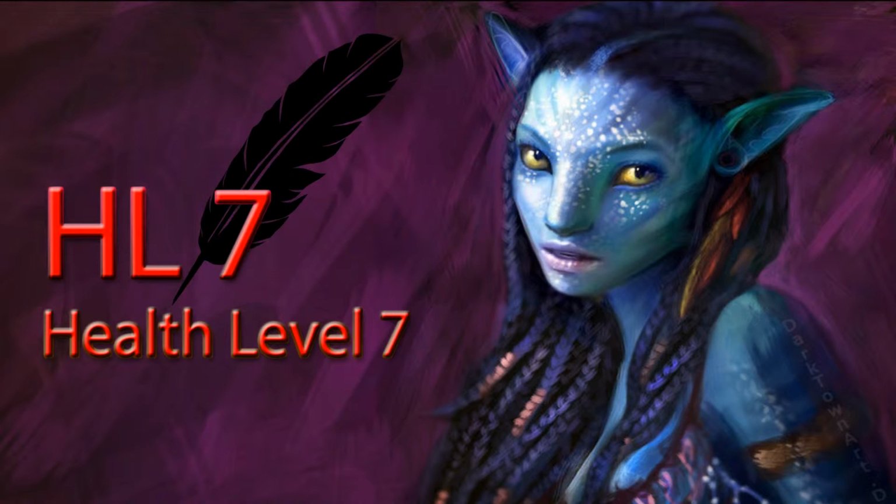The purpose of the protocol's creation is interoperability between systems, both main and ancillary. But first, let's start off with what is an HL7.